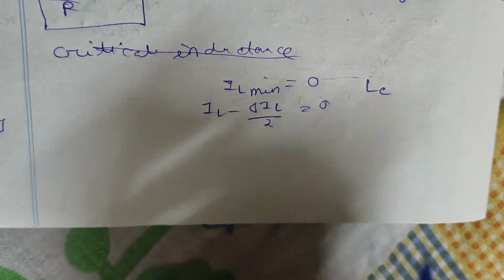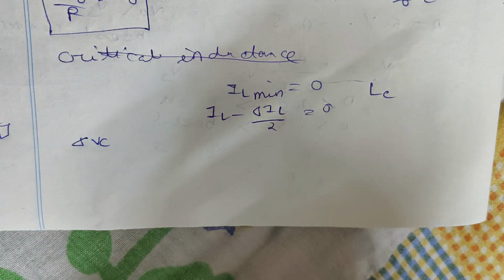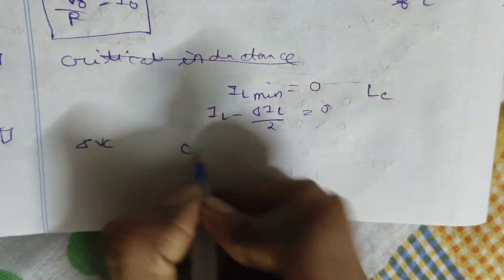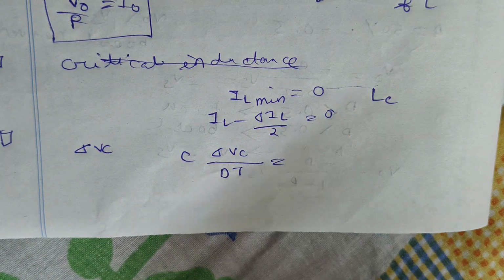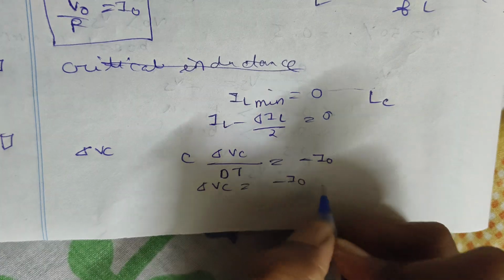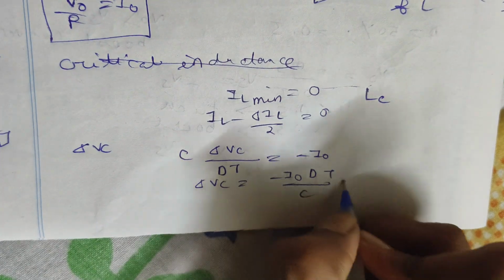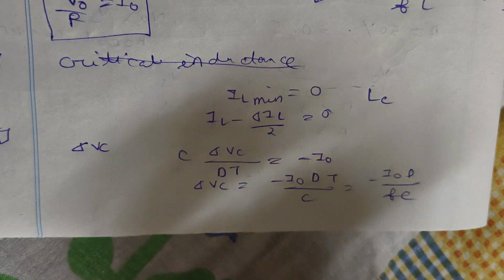Now ripple in the capacitor, that means delta Vc. During the on condition, the current was minus I0, so IC on is C dV/dt, C delta Vc by dt, that will be equal to minus I0. So delta Vc will be equal to minus I0 dt by C, so minus I0 D by FC, because time period is equal to 1 by frequency.